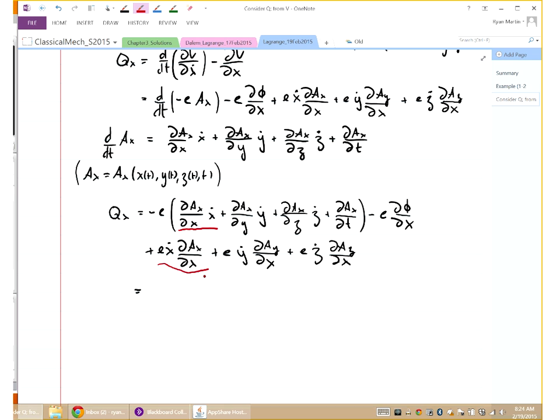Right, so the final answer is not going to have any x dots in it. So let me first collect the terms that don't have any y dots or z dots in it. So that's this term and this term. We're going to write them out first.